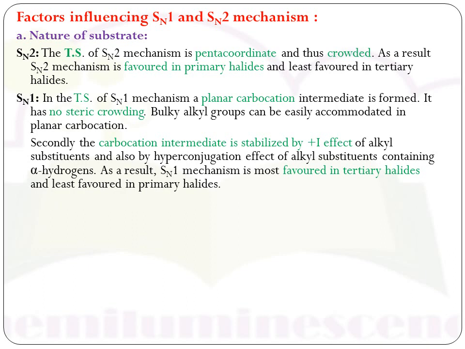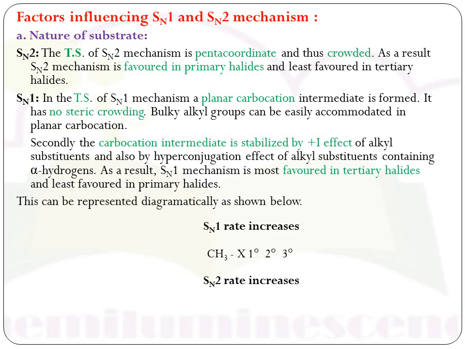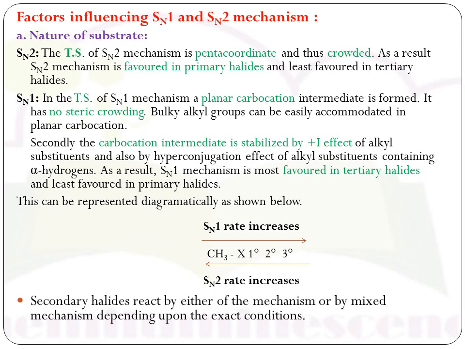This can be represented diagrammatically as shown. Here you can see that in SN1 reaction, as we go from primary to tertiary, its rate increases, and in SN2, as we go from primary to tertiary, the rate decreases. That means primary favors SN2 mechanism and tertiary favors SN1 mechanism. While secondary alkyl halides react by either both mechanisms or a mixed mechanism. It depends on the exact conditions of the reaction.